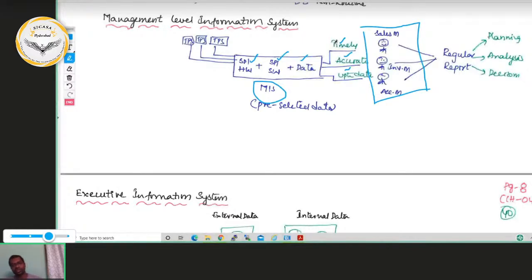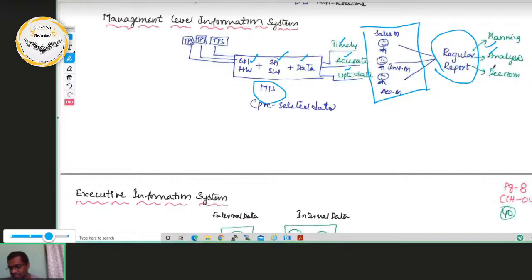What do you mean by up-to-date data? Up-to-date data is nothing but whatever data is there at this particular point of time. And these middle level managers will generate reports called regular reports for the purpose of doing planning, analysis and taking decisions.